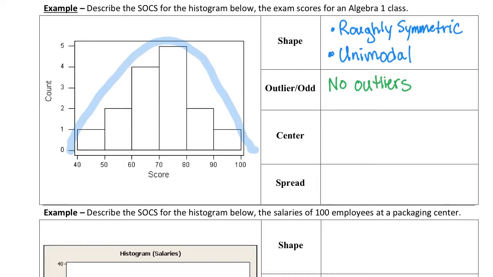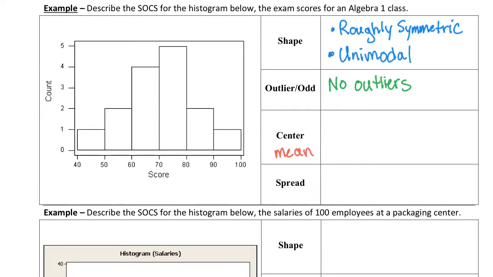All right, the center. So we talked about this before. Since it's roughly symmetric, our best measure of center is our mean. But we have one small problem. Since we don't know what the exact values are in each one of those bins, we have no way of calculating the mean. What we're going to do instead is use a trick. We're actually going to find the median. Since it's symmetric in shape, the mean and the median should be almost the same. This is all approximation, so make sure when you put your answer that you say approximately.